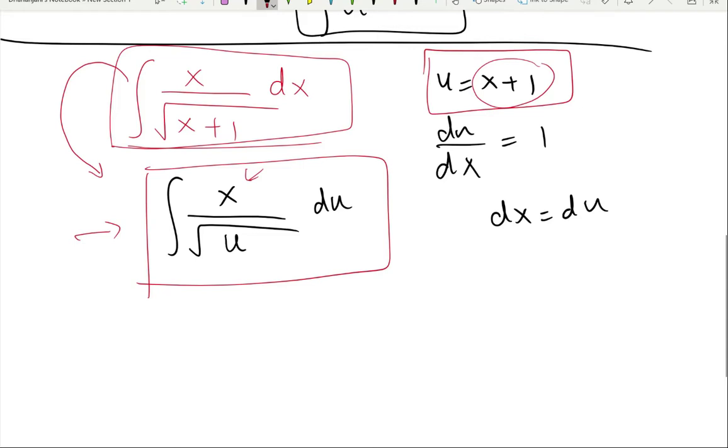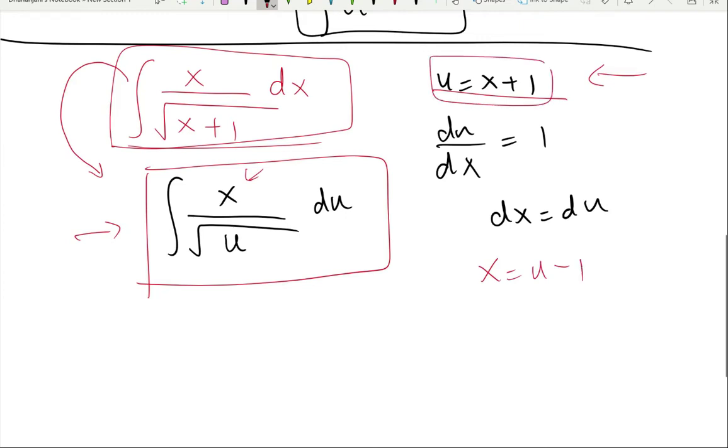Where should you go back? You should go back to your substitution. Always remember that. Now why is that? Can we try to say x in terms of u? Definitely yes, right? What is x based on this expression? X is u minus 1.